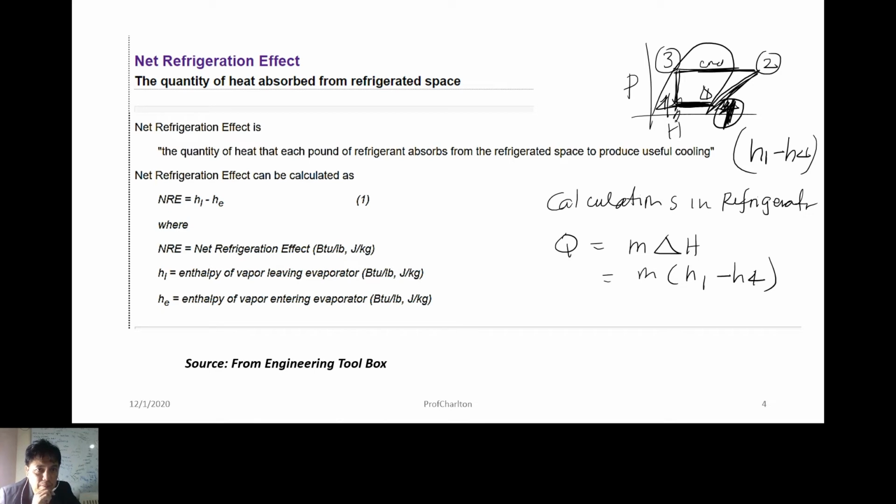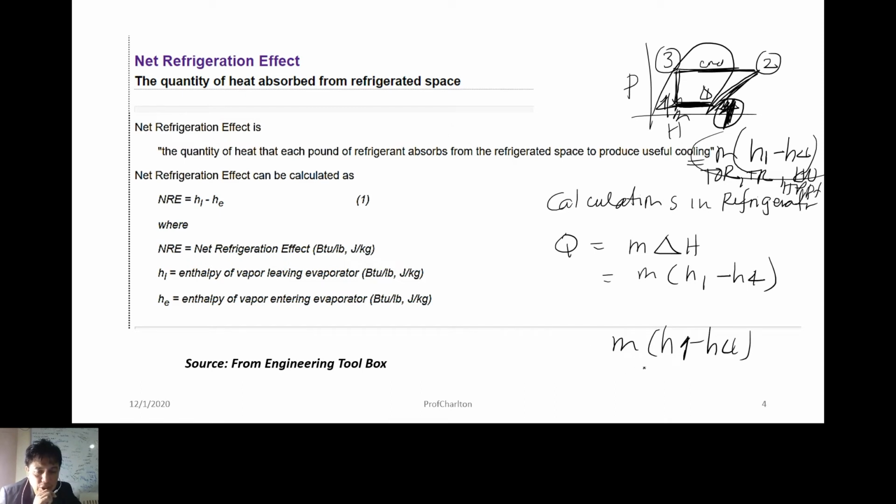Pag minultiply mo ng mass na pumapasok doon, magiging capacity siya, no, or load. Ang unit ng mga load ay tons of refrigeration, kilowatt, horsepower, o kaya BTU per hour. Let us check the unit, no? So, mass times enthalpy 1 minus enthalpy 4.